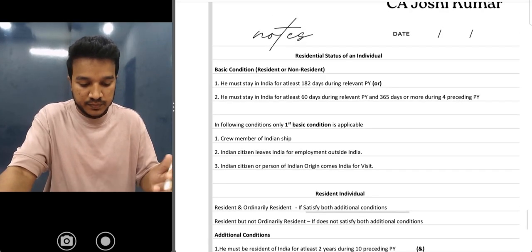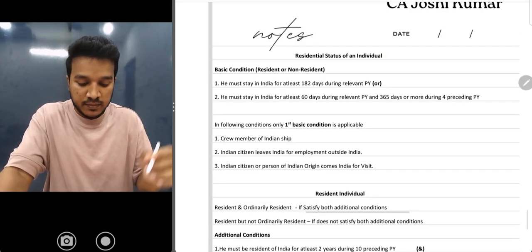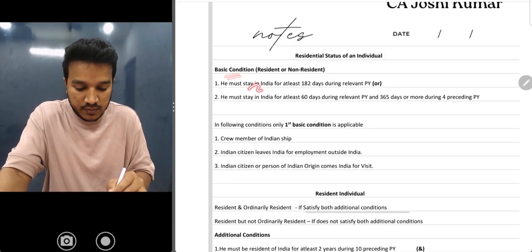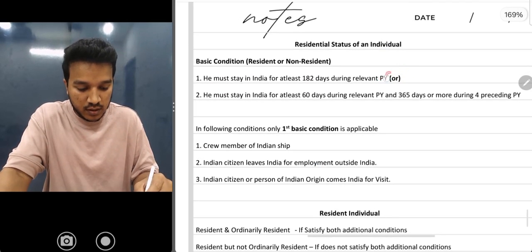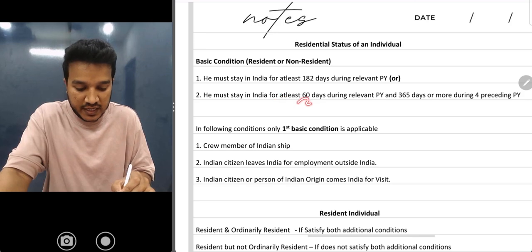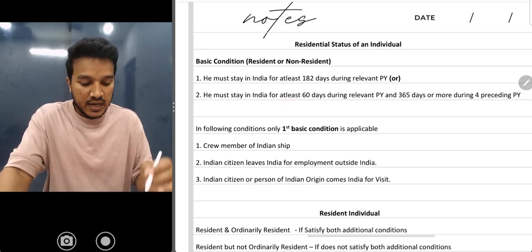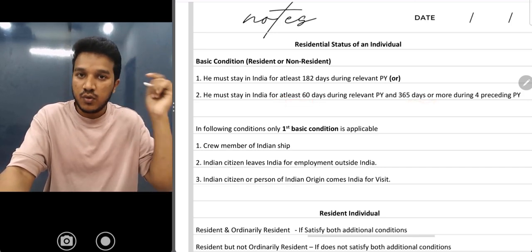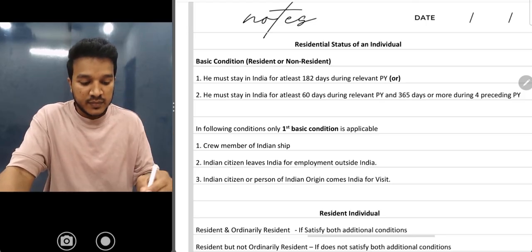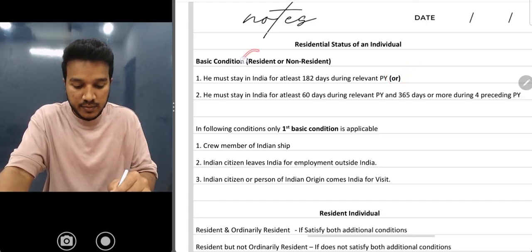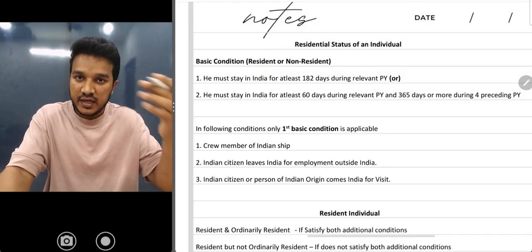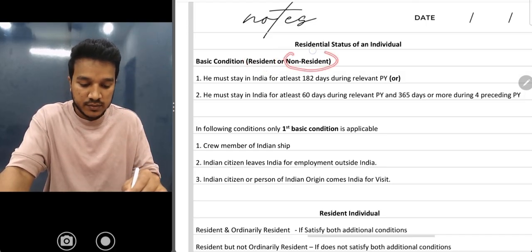And let's go. Residential status of an individual. Basic conditions: he must have stayed in India for at least 182 days during the previous year, or he should have stayed in India for at least 60 days in the previous year and 365 days or more during the 4 preceding financial years. Got it? Any one condition you should satisfy. If you satisfy any one of the conditions, you will become a resident. If you don't satisfy any one condition, you will become a non-resident.